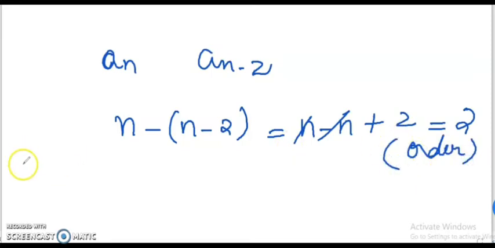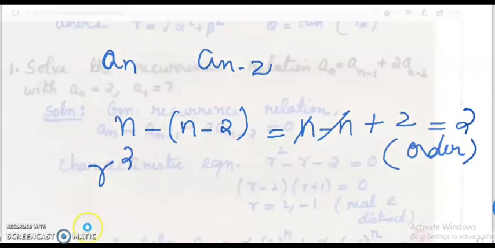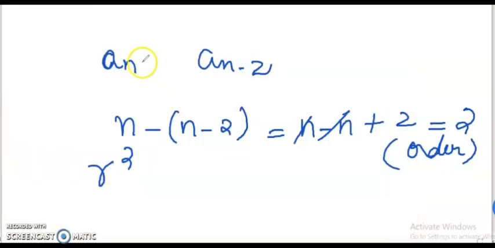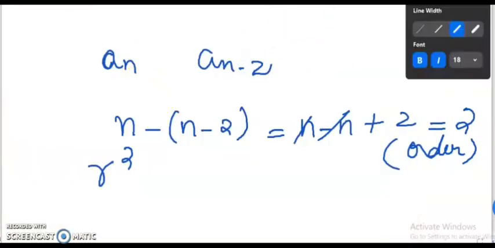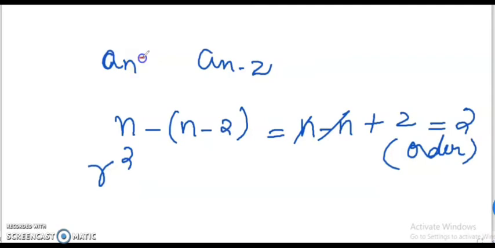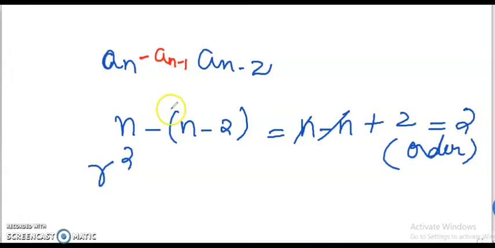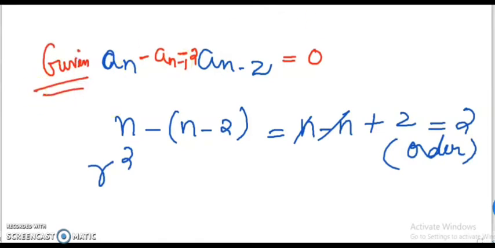So you have to start the equation by r square. So now I write the equation in r. What about the equation a_n minus a_{n-1} minus 2a_{n-2} is equal to 0, right? So this is the given equation, and the given equation can be rewritten.